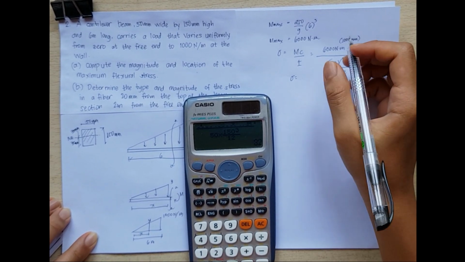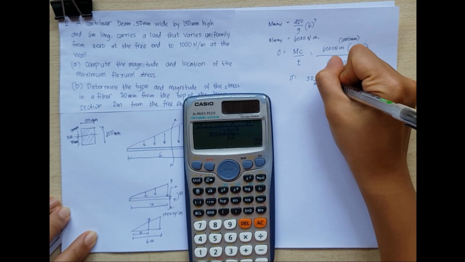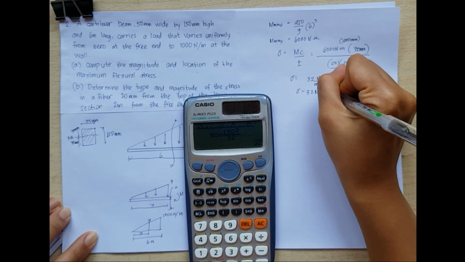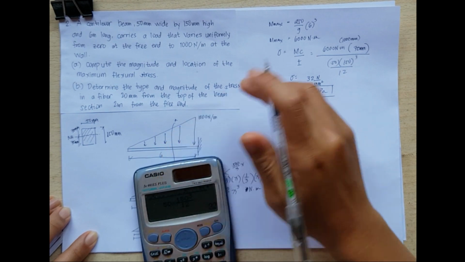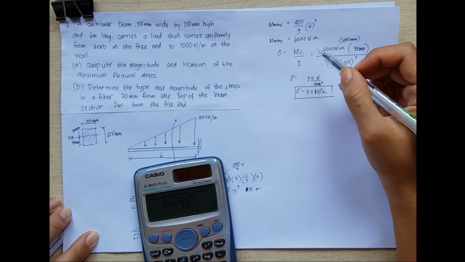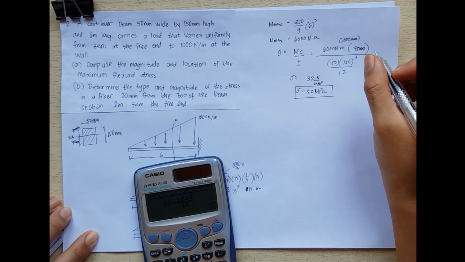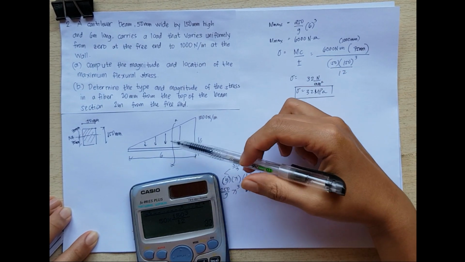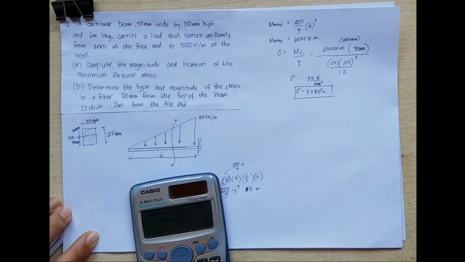Therefore, the maximum flexural stress is equal to 32 Newton per square millimeter, or 32 megapascal. So, the magnitude of the flexural stress is 32 megapascal and it is located 6 meters from the free end.